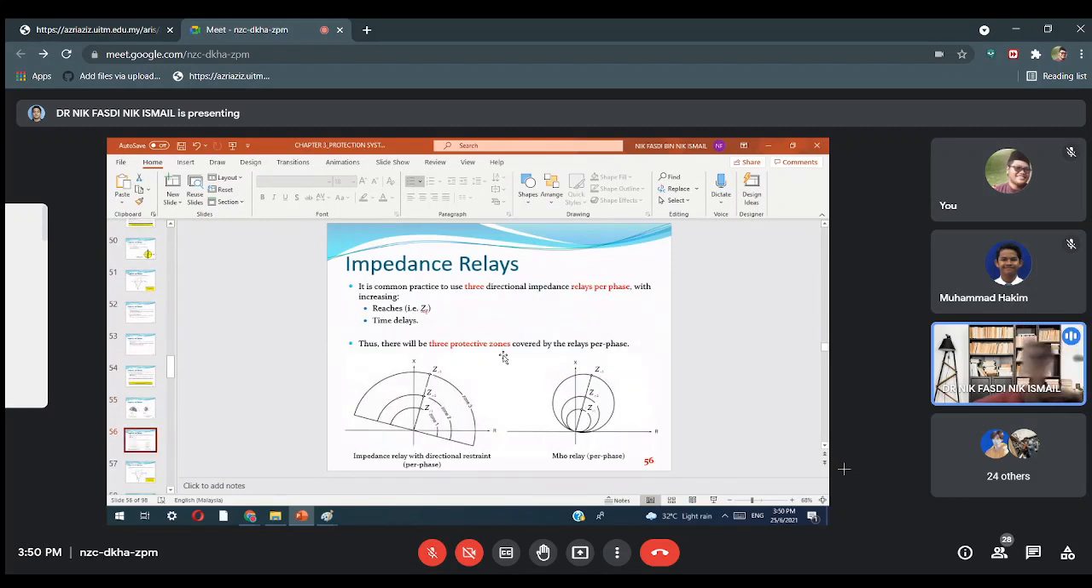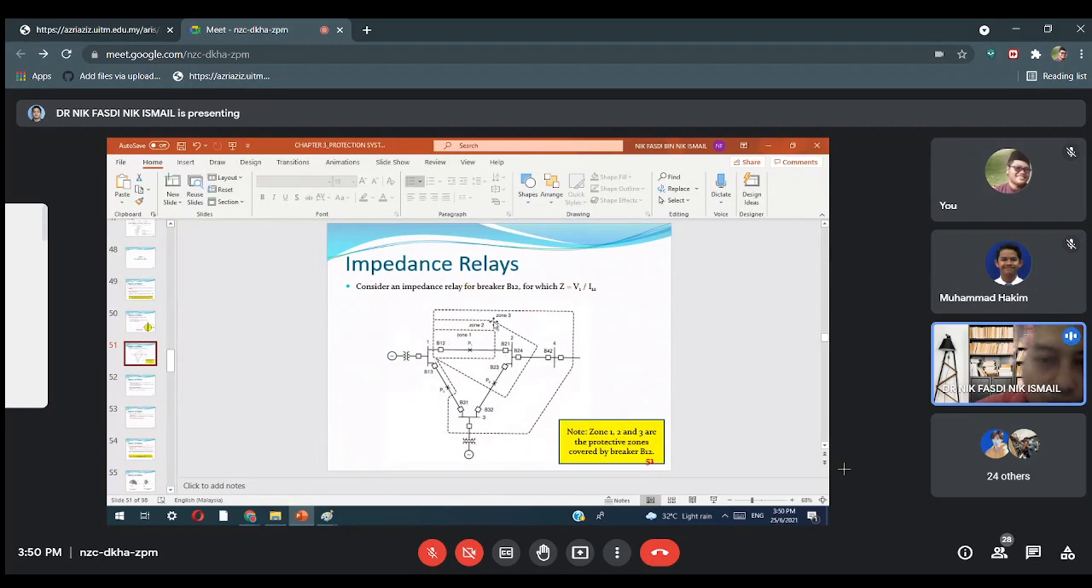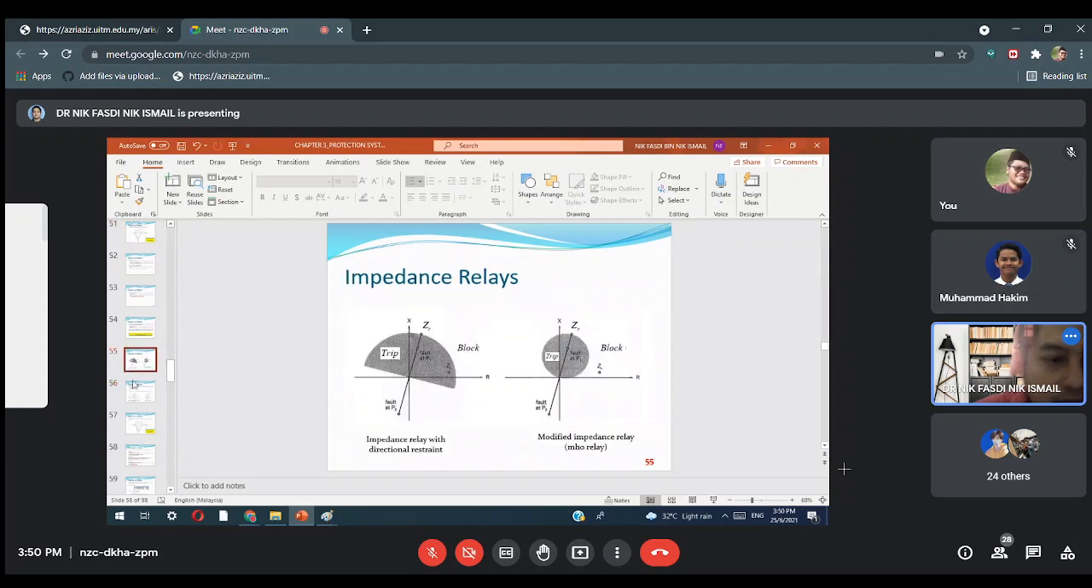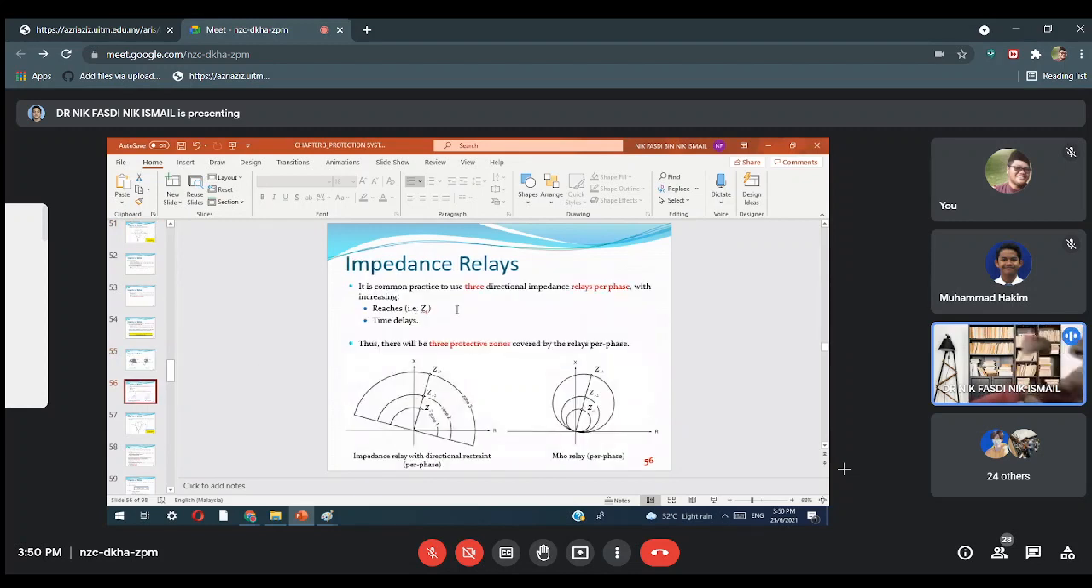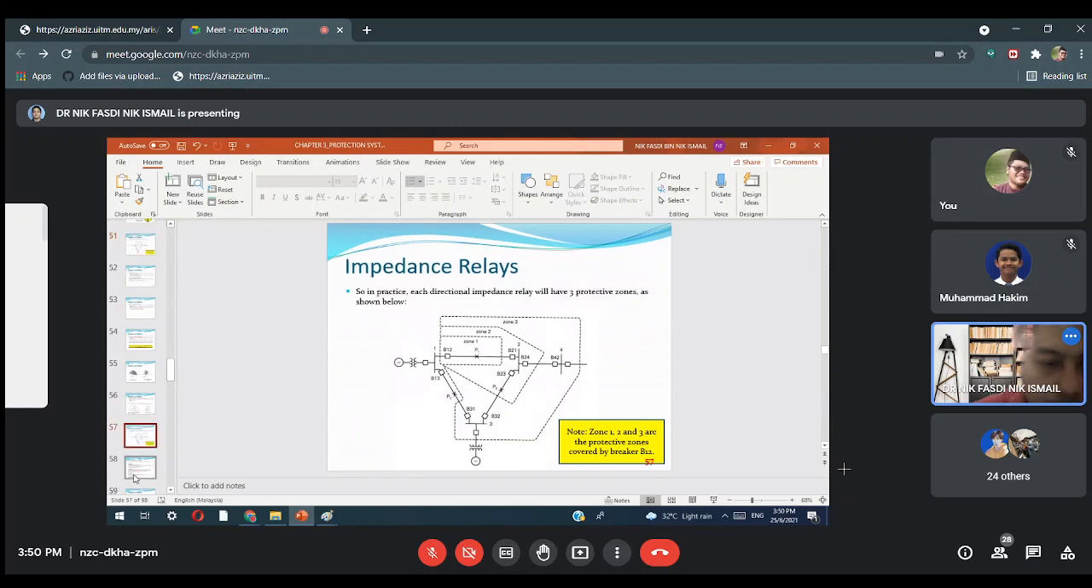Okay, impedance relay. Now, you may not be very clear about why it has zone 1, zone 2, zone 3. So in this slide we explain. Alright. It is common practice to use 3 directional impedance relays per phase with increasing reaches ZR and time delay. Thus, there will be 3 potential zones covered by the relay per phase. So this is zone 1, zone 2, zone 3. It reflects zone 1, zone 2 and zone 3. Okay. Alright.